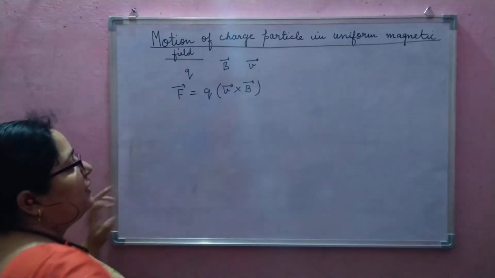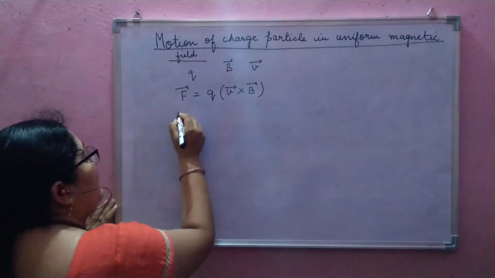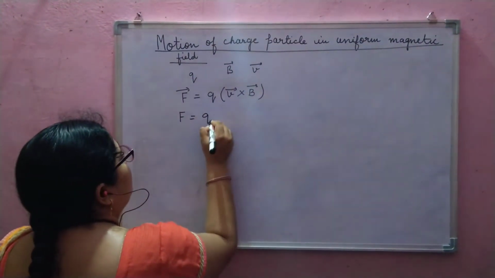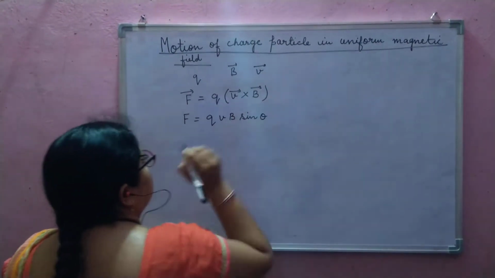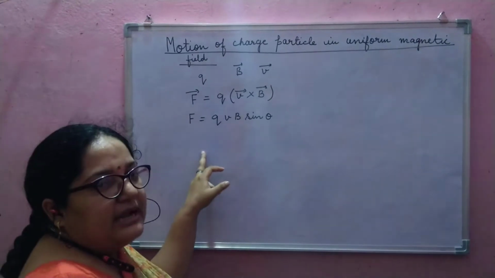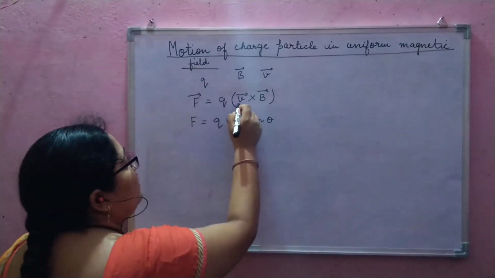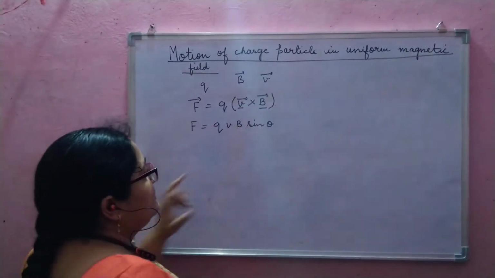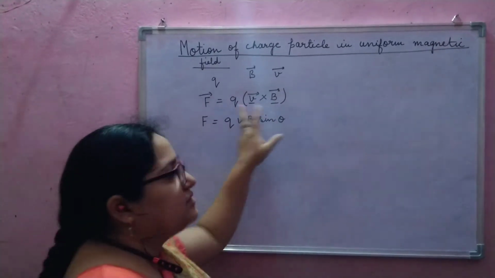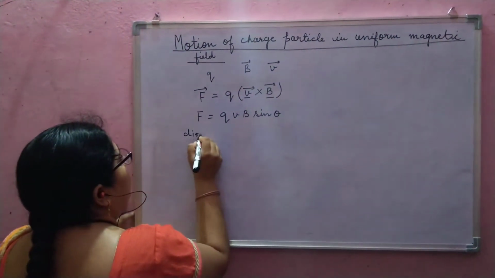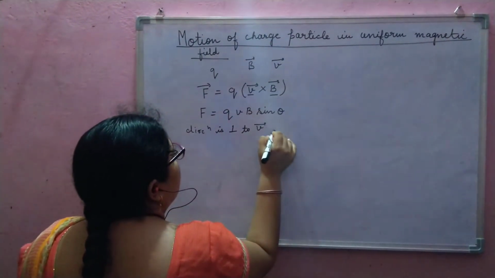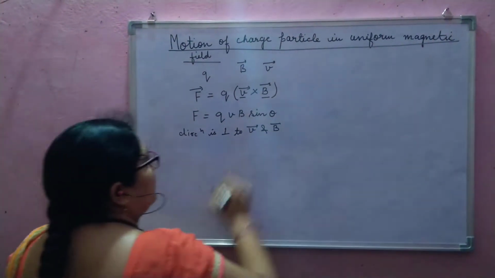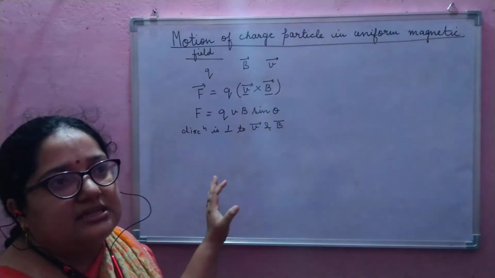And the magnitude of this force is given by QVB sine theta. So this is the magnitude of the force, and the direction of force is perpendicular to both V and B. Since it is the cross product of V and B, the direction is perpendicular to V and B. Now there are three cases which arise.